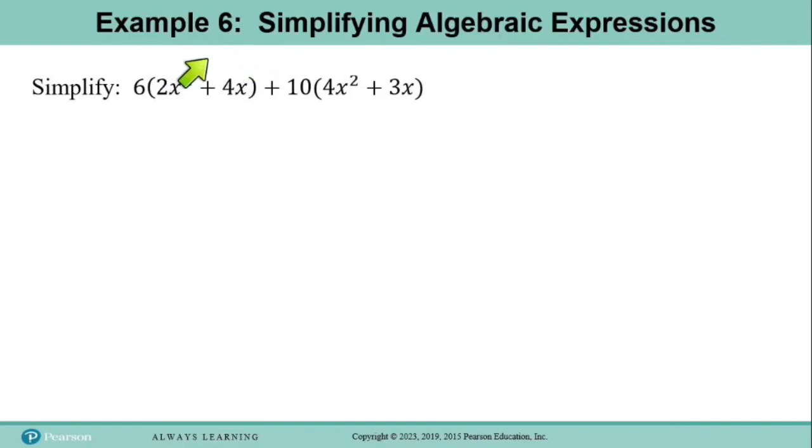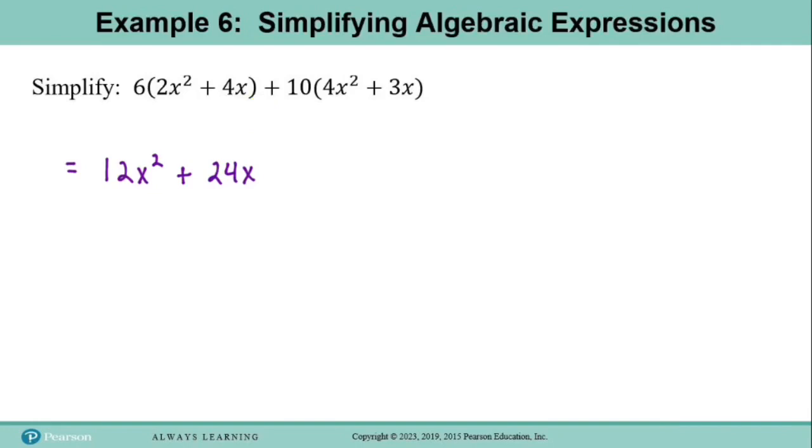Here's another example, and this is example 6. So it says simplify 6 times parentheses 2x squared plus 4x, close the parentheses, plus 10 times parentheses 4x squared plus 3x, close parentheses. Okay, we see here some terms that are going to be like terms, but they're not free to combine right now because of the parentheses in both groups. So what we want to do is distribute the 6 through the first group and distribute the 10 through the second group. So 6 times 2x squared is going to be 12x squared, and then we'll have a plus 6 times 4x is going to be 24x.